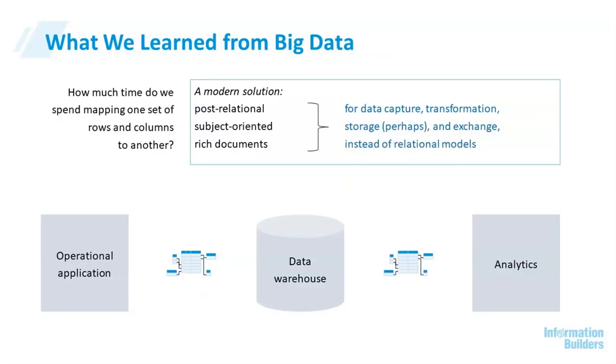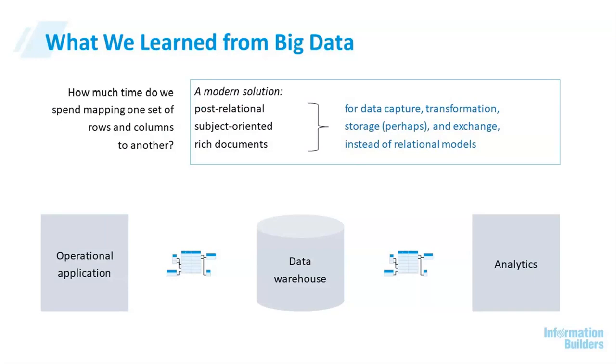So Phil talked about big data, how it was a big buzzword and it didn't live up to its promise, but it wasn't nothing either. We learned a lot from big data. What kinds of things can we learn from big data that would help us prevent the mapping of one set of rows and columns to another? And one answer is that you'd use post-relational data.